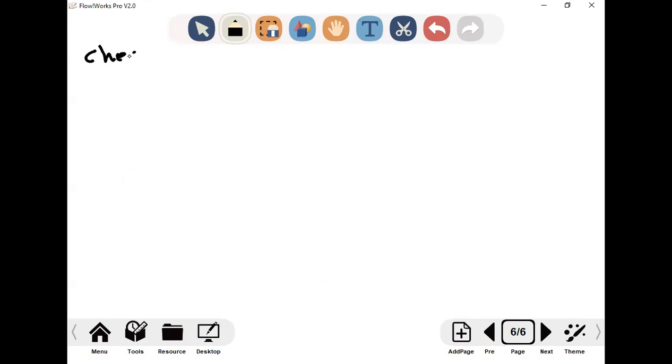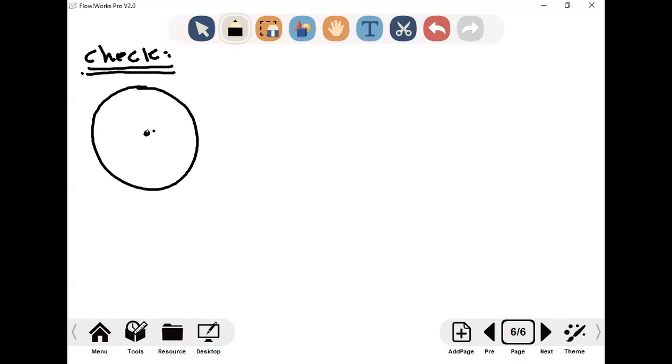Check after example 1. Find the area of the circle. Use 3.14 for pi. Write your answer as a decimal rounded to the nearest hundredth. Let's do it in detail. This is the circle given in the question, and they gave us the radius, which is 18.75, and the unit centimeter.